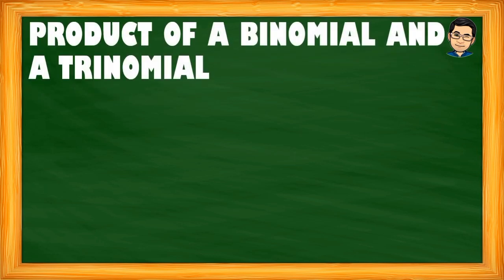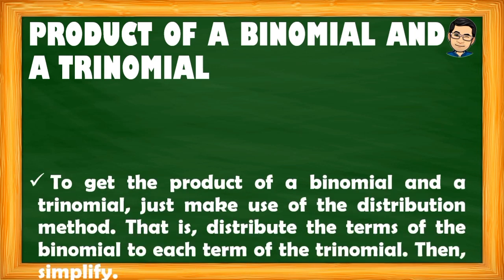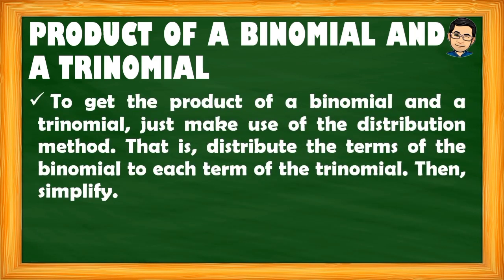So yung last na type natin is the product of a binomial and a trinomial. Okay. So yung binomial, imumultiply natin sa trinomial. So binomial, 2 terms, and then trinomial naman, 3 terms. So to get the product of a binomial and a trinomial, just make use of the distribution method. So that is, distribute the terms of the binomial to each term of the trinomial, then simplify. So distribution method lang naman po ang gagawin lang natin dito para makuha yung product.